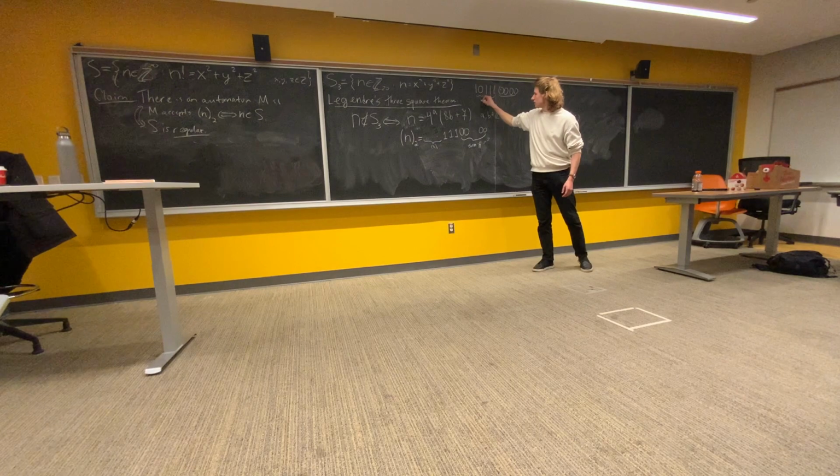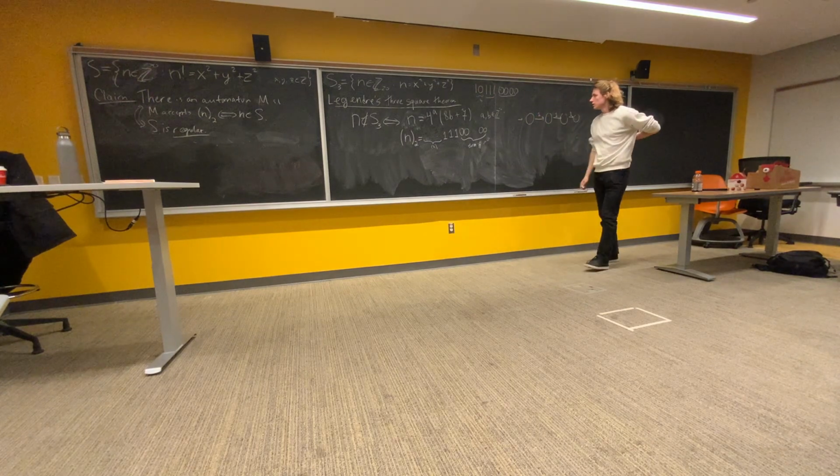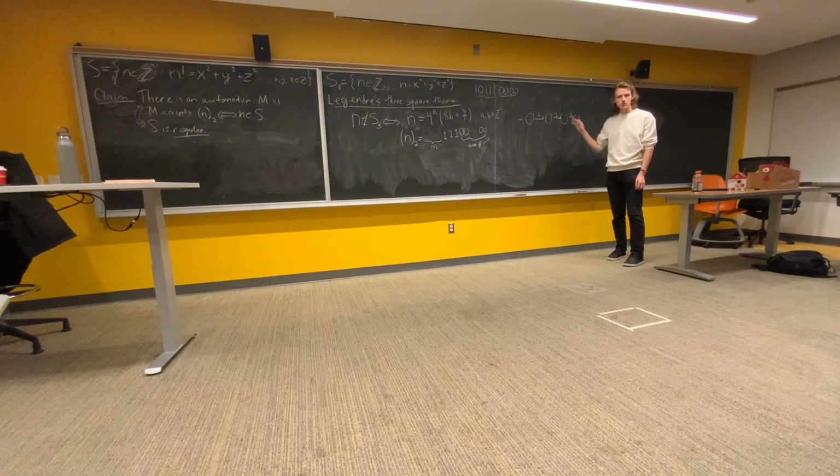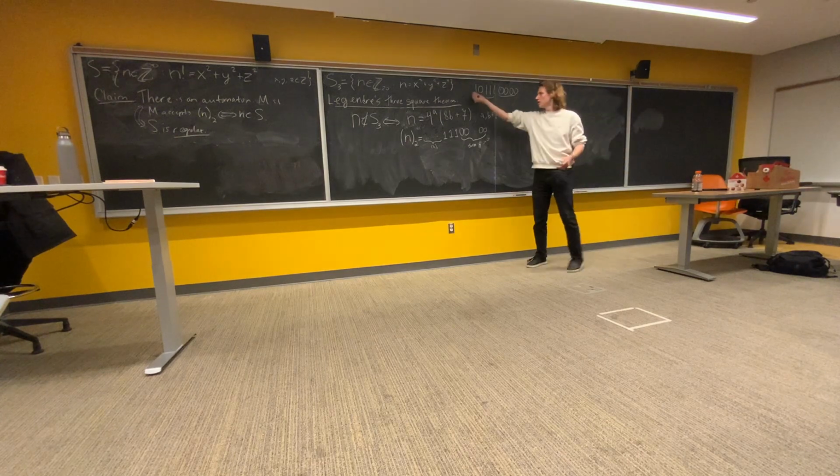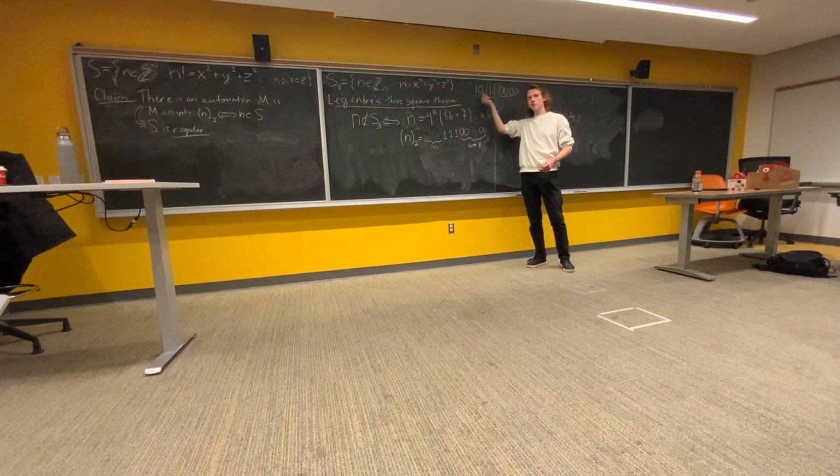But this would be my number b. So here would be 2. And what my automaton will do once I've drawn it is it will read the 1, then the 0, then the 1, then the 1, then the 1, then the 0, 0, 0, 0.